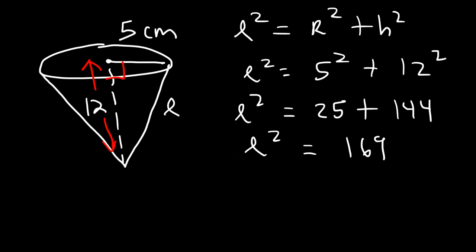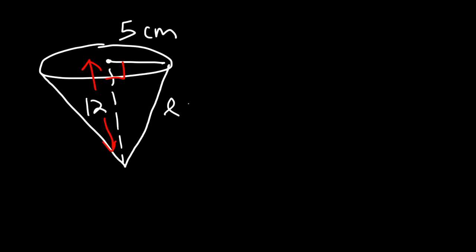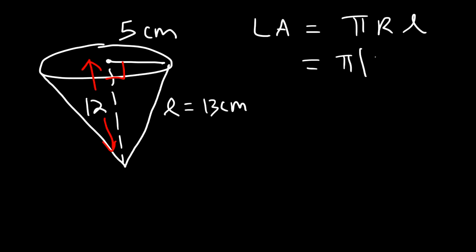Now let's take the square root of both sides. The square root of L squared is L. The square root of 169 is 13. So L is 13 centimeters long. Now that we have the value of L, we can find the lateral area. It's pi times r times L. So that's pi times 5 centimeters times 13 centimeters. 5 times 13 is 65.